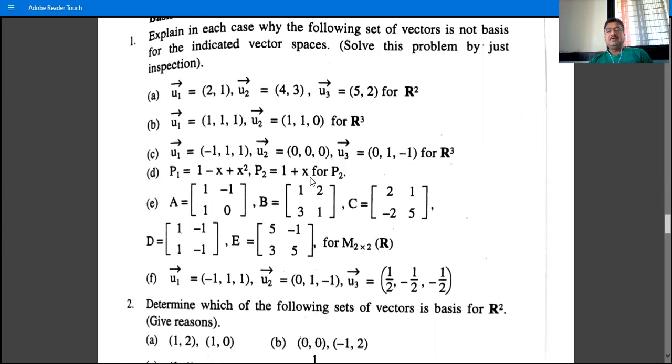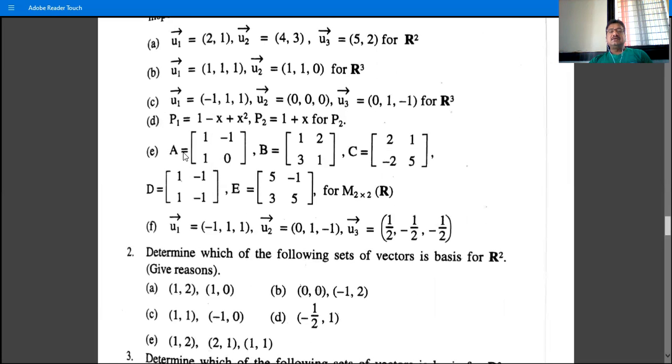Again, P1 and P2, these two elements do not form a basis for P2, because the dimension of P2 is 3, and so a set containing two vectors from P2 is not a basis of P2, because any basis of P2 contains exactly three vectors.